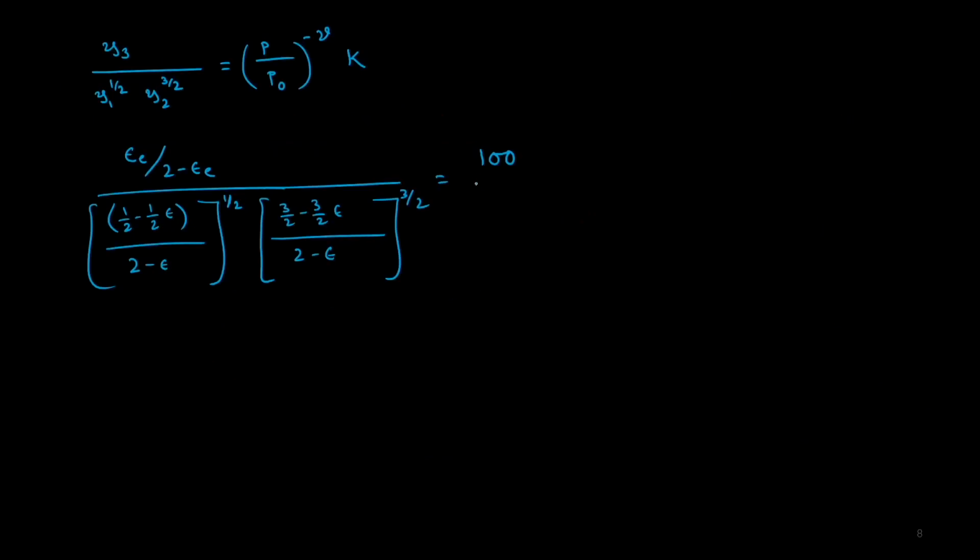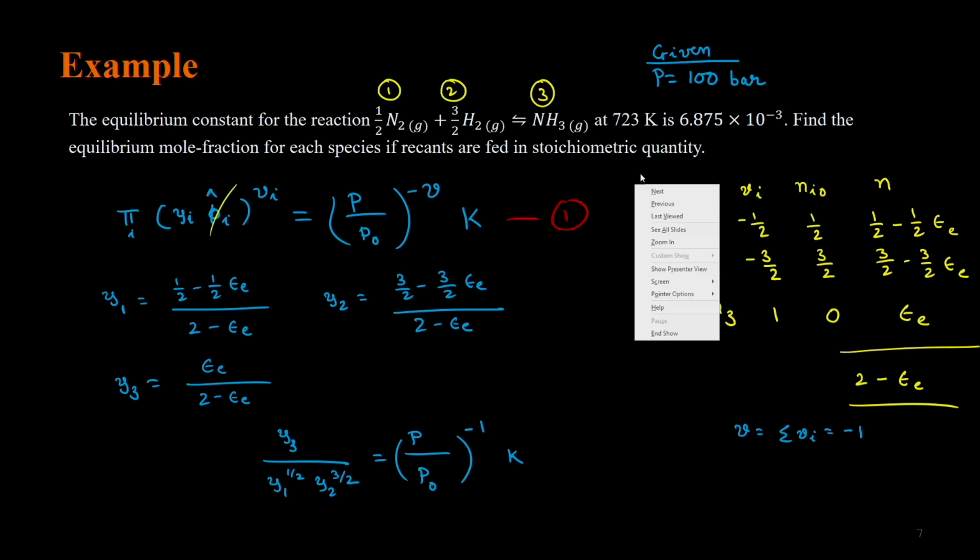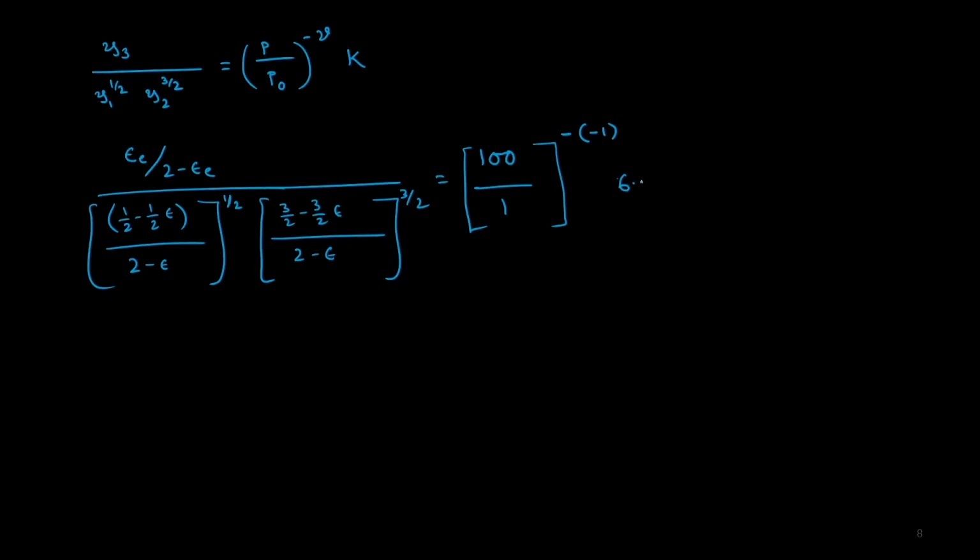In that case, P over P naught is going to be 100 over P naught, which is the standard state pressure. And we said that for gases, the standard state pressure is usually 1 bar. That is what is chosen. And based on this standard state pressure, we obtained the Gibbs free energy of formation from which we obtained K data, as in the case of the previous problem. So P naught is 1 bar in this case, to the power negative nu. Nu is negative 1, so negative nu is negative of negative 1, which is going to be 1, times K, and K in this case is given to us. It is 6.875 times 10 to the power negative 3. So this is the equation we are looking at.